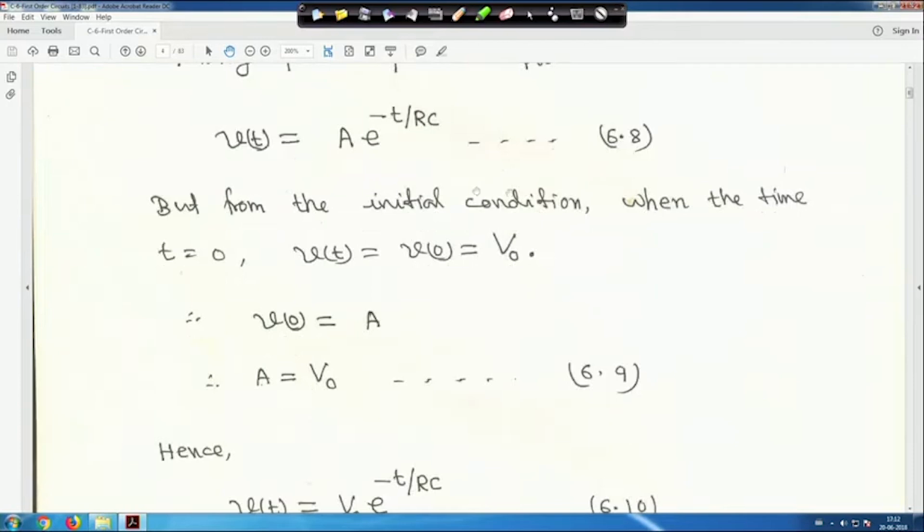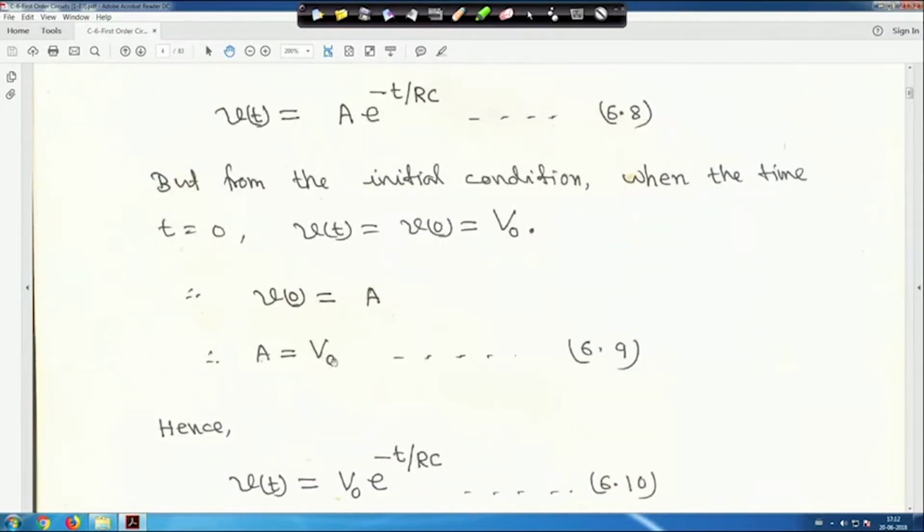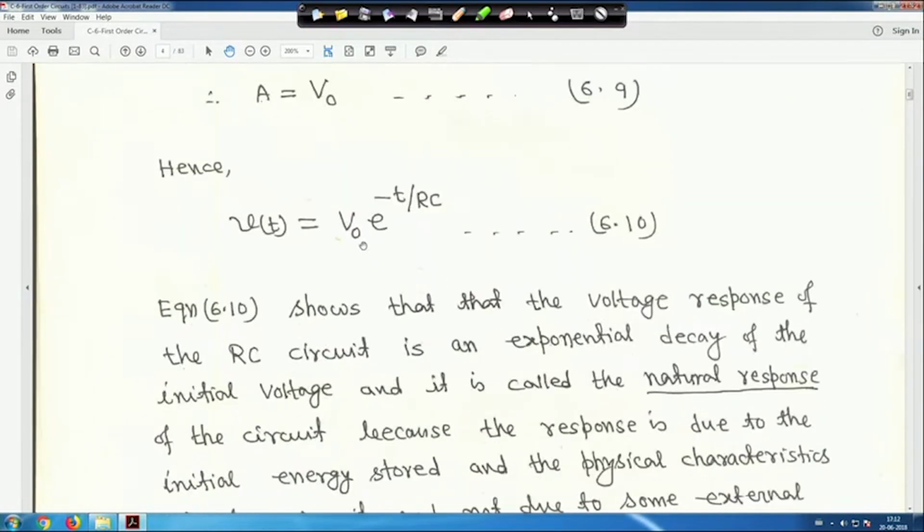So, V(t) is equal to A e to the power minus t upon RC. Now, from the initial condition, when the time t is equal to 0, V(0) is equal to capital V_0. Therefore, at t equal to 0, the exponential part will become 1 and V_0 is equal to A. So, A is equal to V_0. Therefore, my V(t) is equal to V_0 e to the power minus t upon RC.